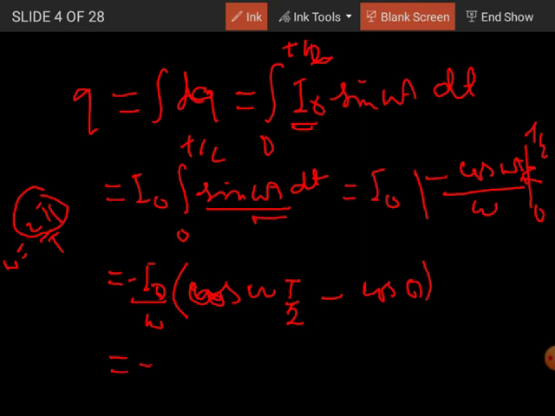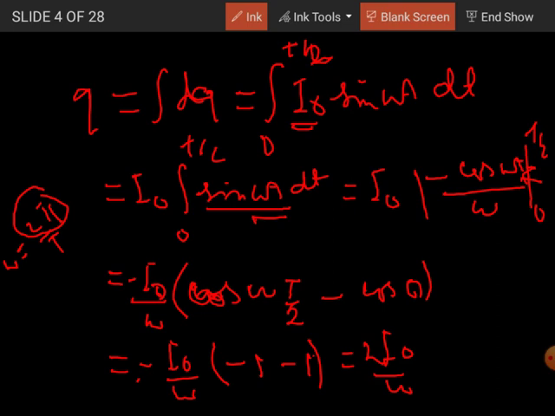So this will be equal to minus I naught divided by omega. Cosine of omega t by 2 is cosine of pi, so cosine of pi is minus 1. Cosine of 0 is 1, so we will put it like this. Within the bracket it will become minus 2. With that minus and this minus, it will be positive. So it will be twice I naught divided by omega, right?